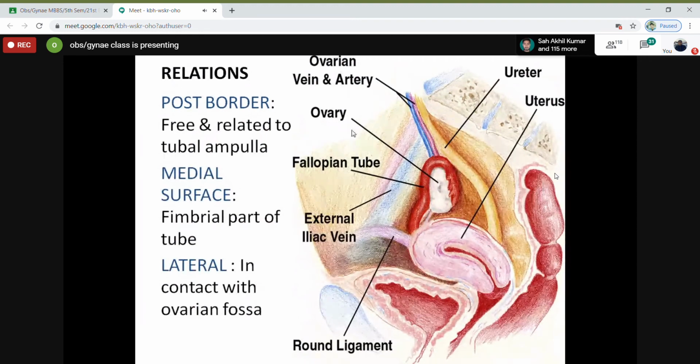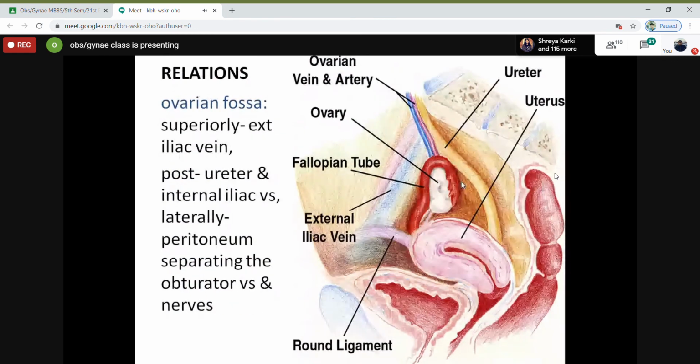So laterally it is lying in the ovarian fossa, you can see, and medially it has the fimbria over here, this part. The fimbria is related to the tube. The posterior border is free. I showed you in the first picture, the beginning picture, that posteriorly the border was free, but anteriorly it is attached with the mesoovarium to the broad ligament.